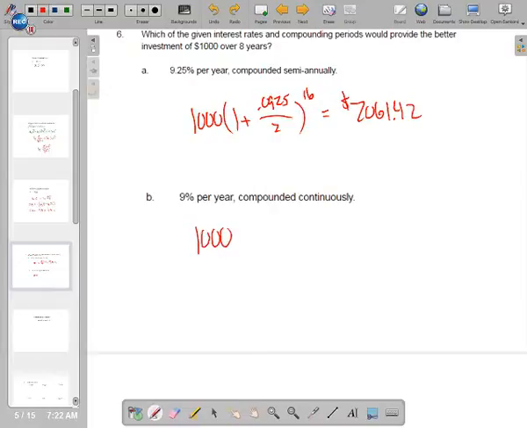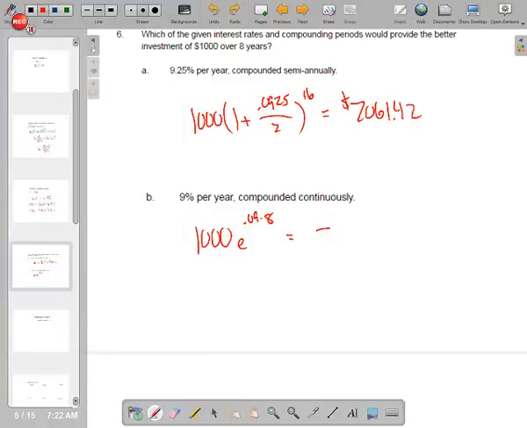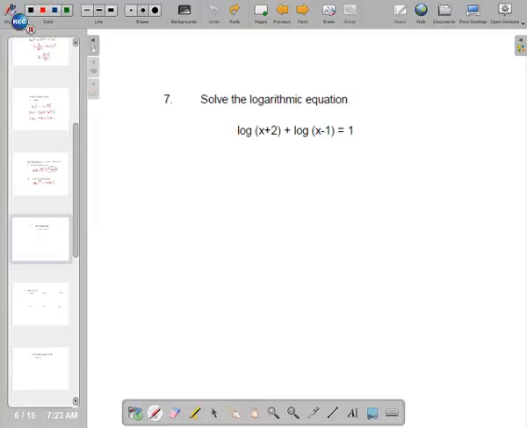So continuously is P e to the rt, so 1000 e to the 0.09, and for 8 years. So 1000 e to the 0.09 times 8. Which one gives me more money? I'm going to get $2,054.43. So which one would you rather do? Even though continuously is generally better, it's a slightly lower rate. So if I had to pick, I'd take the 2061. That extra quarter point really does pay off.